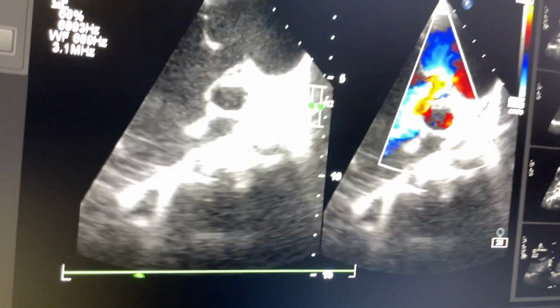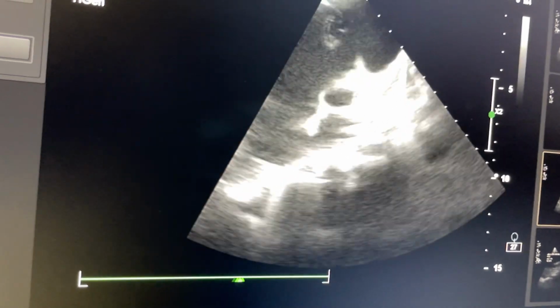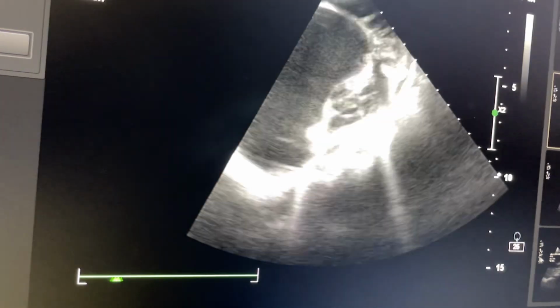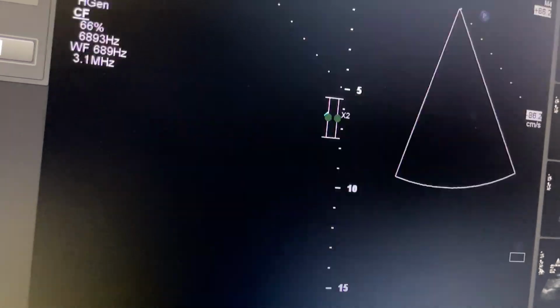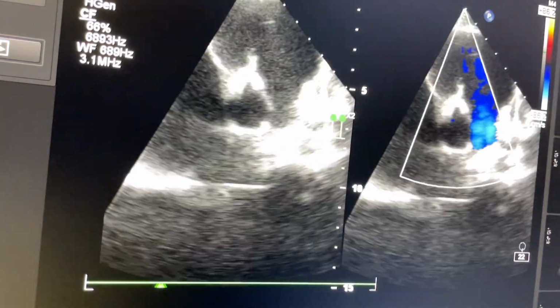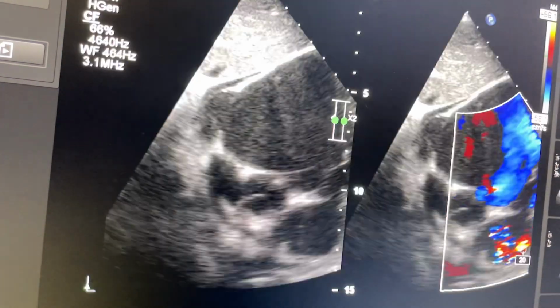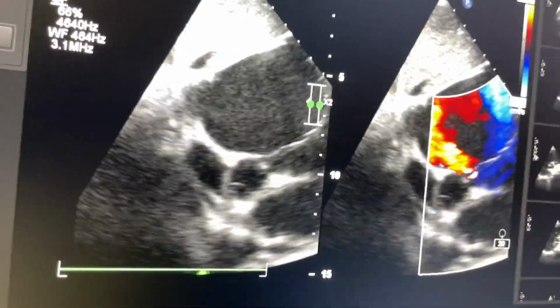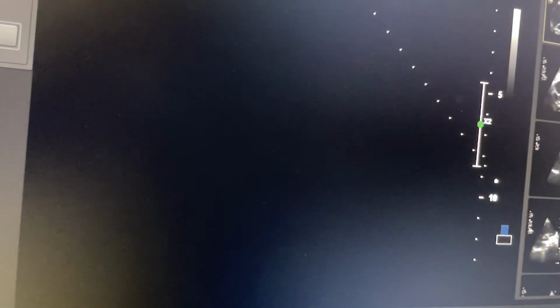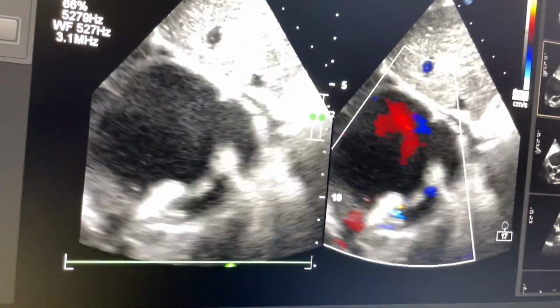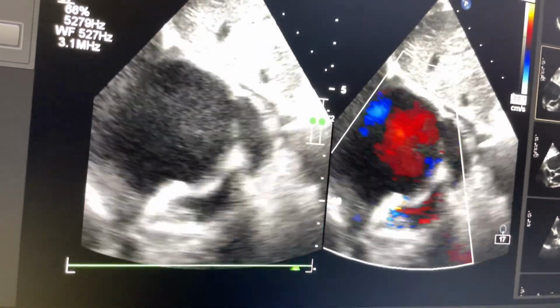So this is the case of Ebstein's anomaly with patent foramen ovale. Patent foramen ovale has right to left flow. The cause of deoxygenated blood, that means cyanosis in this case. Here you can see patent foramen ovale with flow right to left.